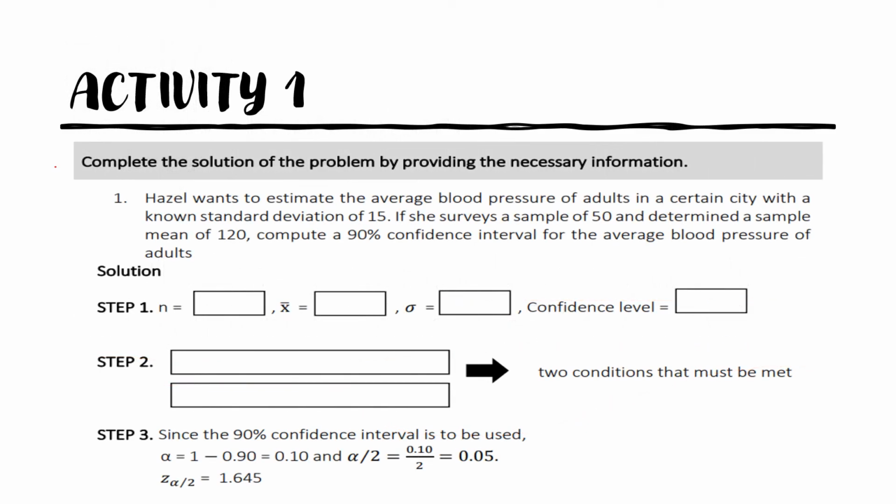For activity number 1, we need to complete the solution of the problem by providing the necessary information. It is just like a fill in the blanks. So you need to fill in the needed values for the blanks in this problem.